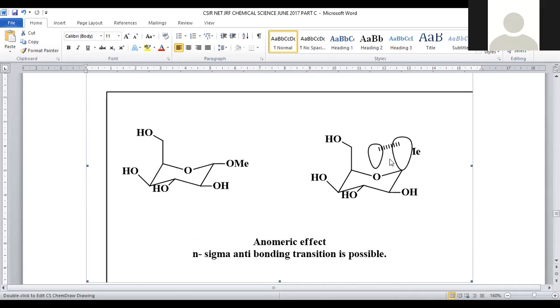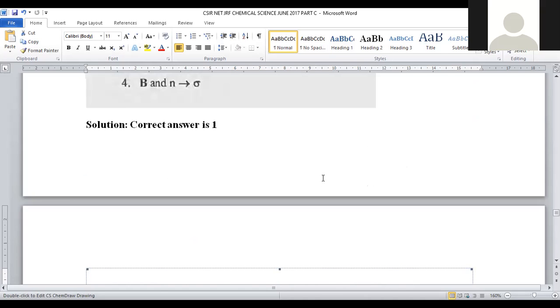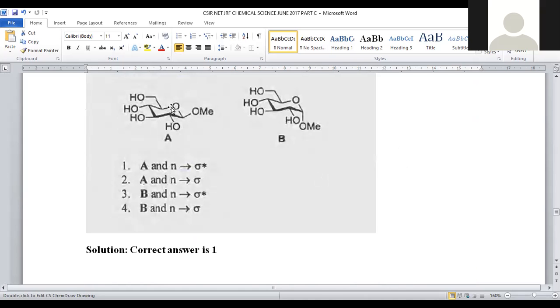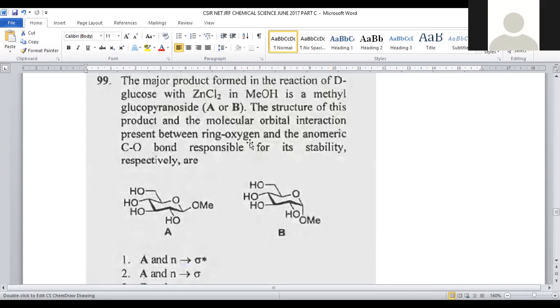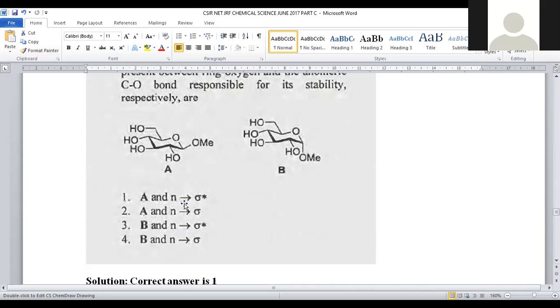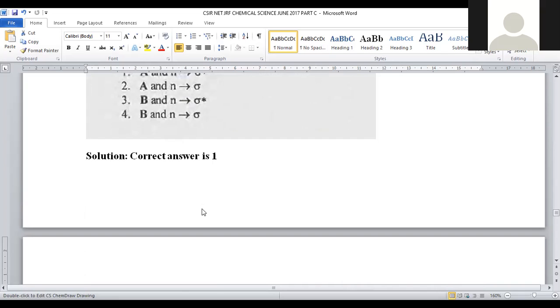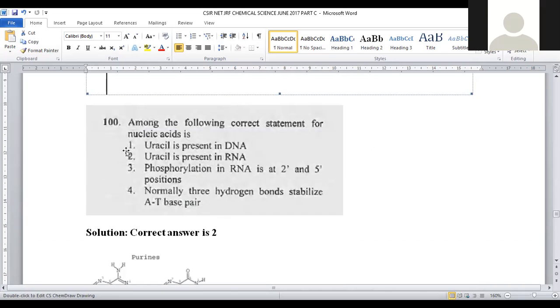Oxygen to this anomeric carbon, what will be the possible interaction? Non-bonding electrons of oxygen bonded to the sigma antibonding orbital of this anomeric center, both get interacted, then only the MO diagram will be formed. So for question number 99, option number 1 will be the right answer. Let us move on to question number 100, the last question of the series.